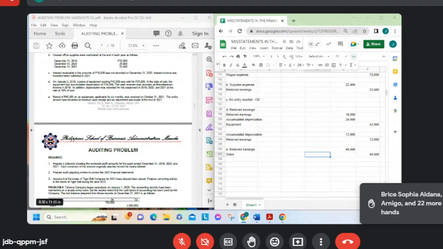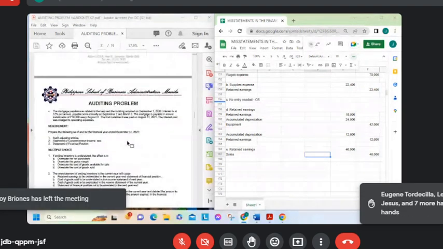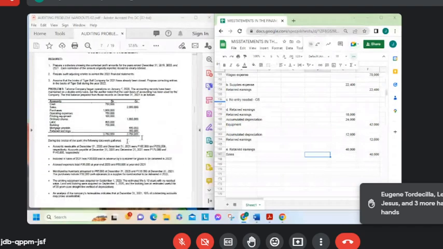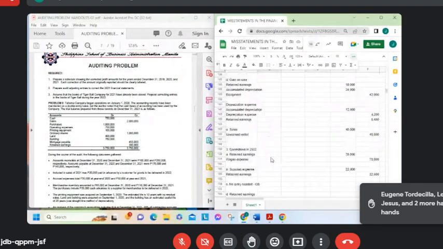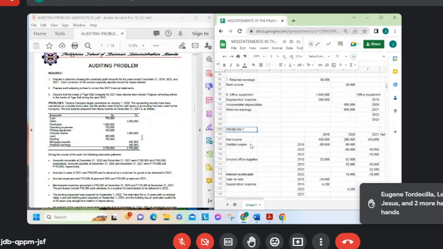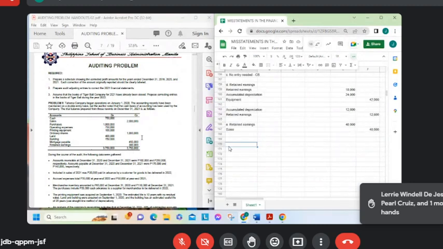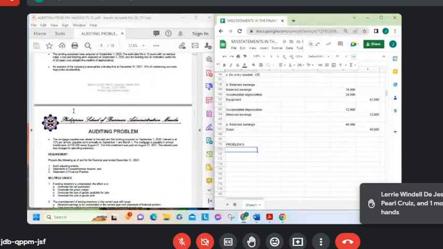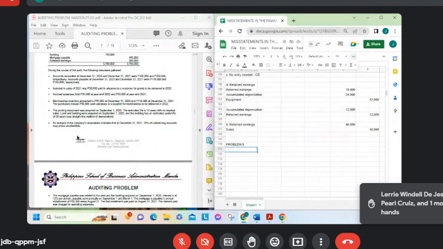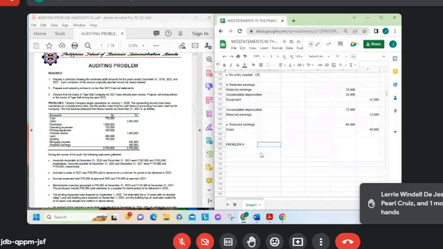Okay. So let's go to problem number 8. This one is long again. Okay, we still have 20 minutes. Problem number 8. What's the requirement here? So audit adjusting entries, statement of comprehensive income, and statement of financial position. Wow, that's long.